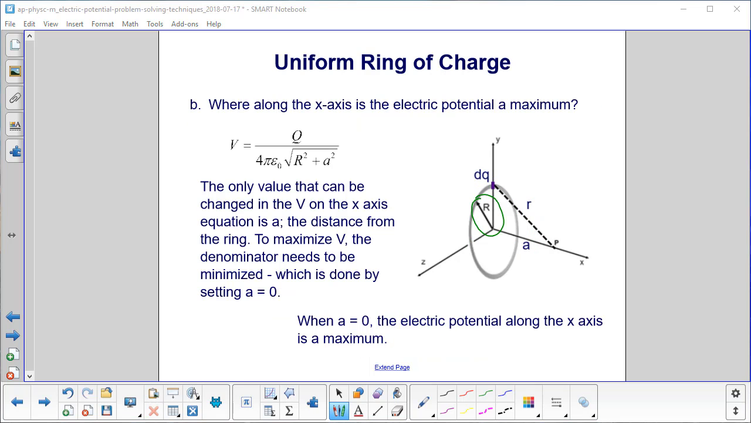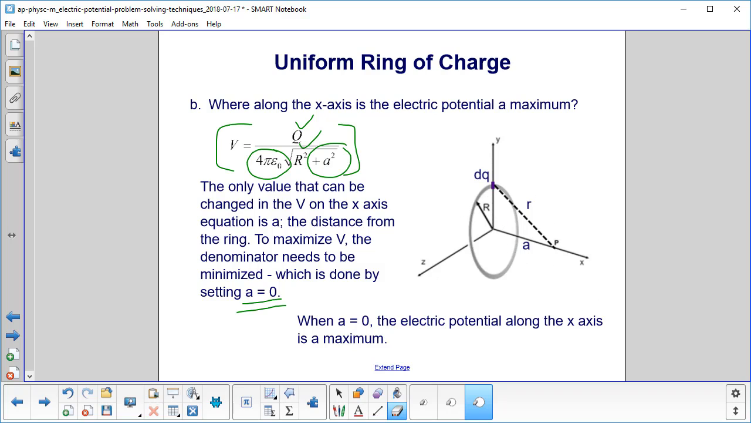Where along the x-axis is the electric potential a maximum? We examine the electric potential equation, and we find that Q is a constant, R is a constant, that's the radius of the loop, so the only thing we can vary is a, the distance from the center of the loop. We want to maximize the electric potential, which means we need to minimize the denominator. So to minimize the denominator, we set a equal to 0. So when a is equal to 0, the electric potential along the x-axis is a maximum. And where is that going to be? Right here, right at the center of the loop.